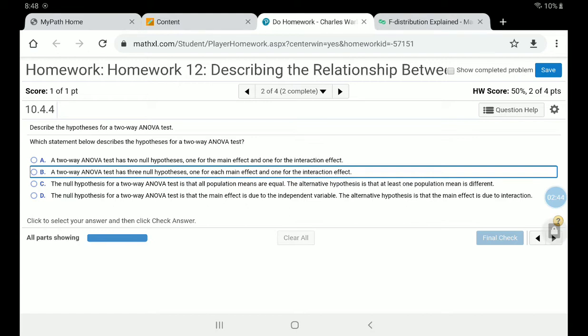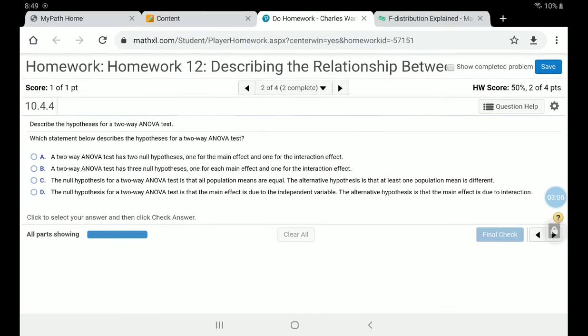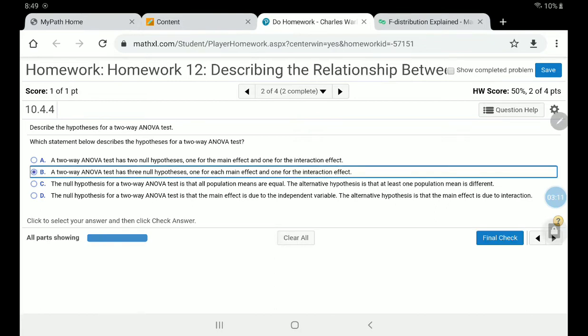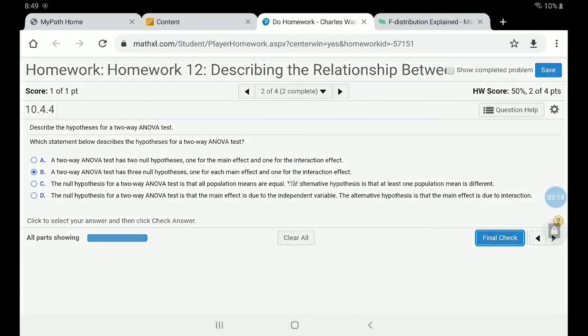So you assume that they are equal, but then you want to see if there's an interaction between the 2. So you have a hypothesis for each effect, but then you'll have 1 more for the interaction. So that's a total of 3 hypotheses. A two-way ANOVA has 3 null hypotheses, 1 for each main effect and 1 for the interaction. In my case, that's B. You'll have a total of 3 null hypotheses, 1 for each effect, and then 1 for the interaction.